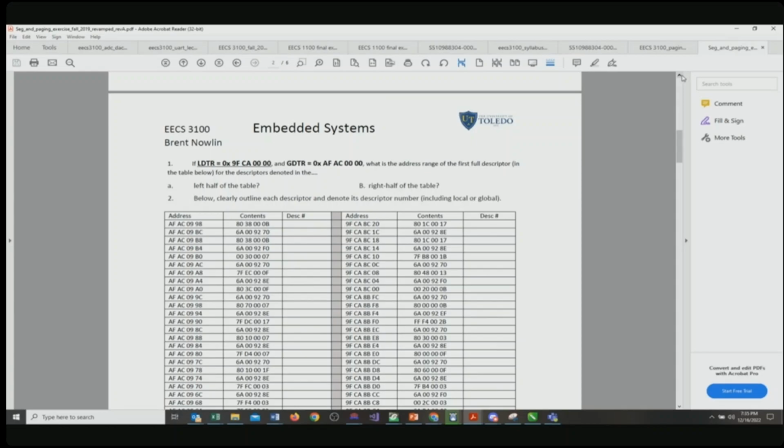The two descriptor table registers are the local and the global. We already said that, did we not? How is it determined? Table indicator bit. Right? So how do we pinpoint where a descriptor is?